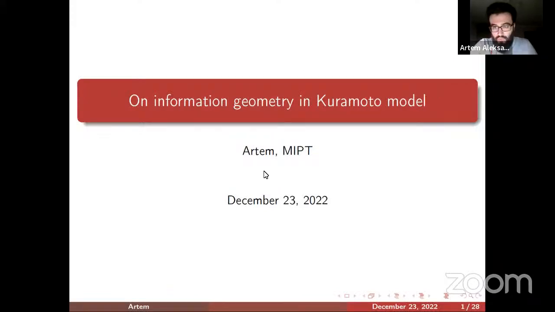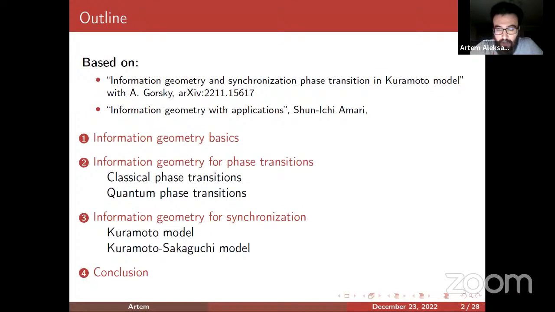Okay, today I would like to tell you about some new results for the Kuramoto model. Especially, I will speak about information geometry in the Kuramoto model, and the outline of my talk is the following. This talk is based on our recent paper with Alexander Gorsky, and also I will use some facts from the book by Amari. This book is about information geometry and its applications in different fields of science.